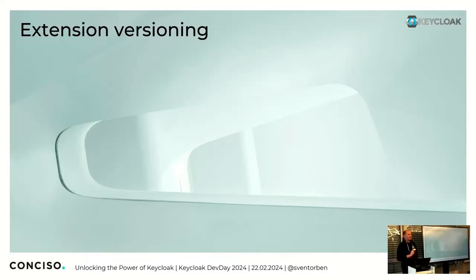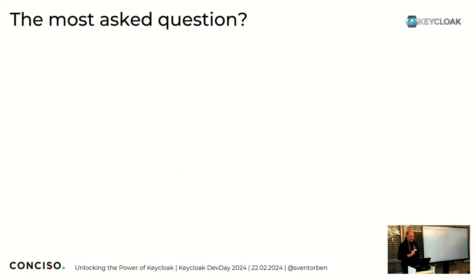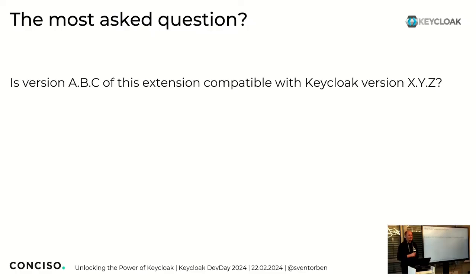The first thing I want to talk about is extension versioning. How do I handle different versions of my extensions in combination with different versions of Keycloak? Because there's this one thing I got asked a lot when I started to implement these first open source extensions. And this was basically, hey, is this version ABC of your extension compatible with Keycloak version XYZ? And I had to answer that a lot.